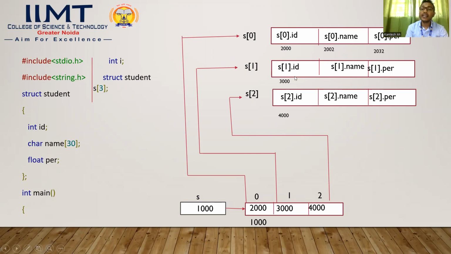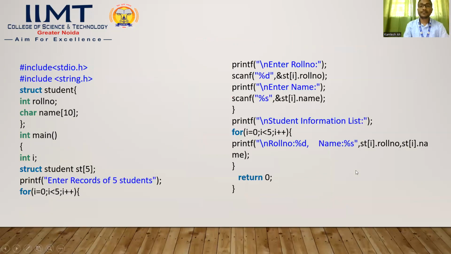And the second element of address is held by index 1, and the third element's address is held by the index of 2. This is the procedure in the program in the memory, how to allocate the memory for the array of structure, how to allocate the memory for the array. This is the representation for the allocation of memory using the array.